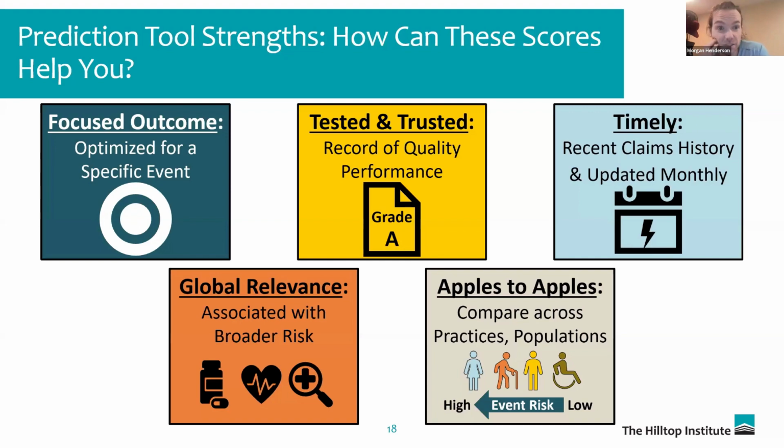These are timely. We release new risk scores every month using the most recent claims data. These are apples to apples. You can compare your Medicare and Medicaid populations. The pre-AH score for someone on Medicare is comparable to the pre-AH score for someone on Medicaid. And so we have a lot of confidence in these risk scores, and the feedback that we've gotten over the years is very strong.